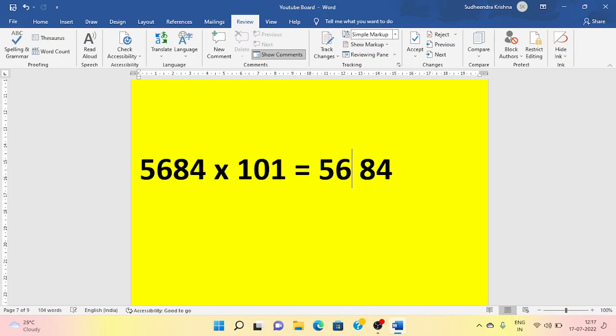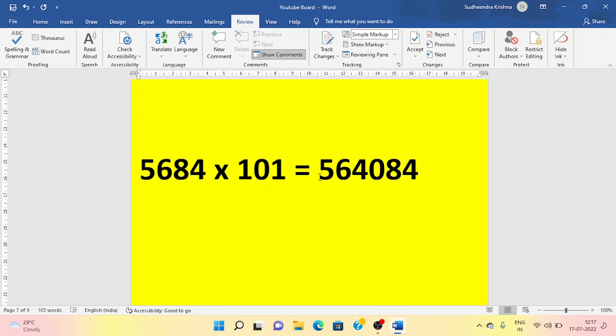Now to get the middle portion of the answer, you add 56 with 84. 56 plus 84 is 140. But 140 is a 3-digit number. You cannot take a 3-digit number. We can take only a 2-digit number. So out of 140, you put 40 here and carry over 1 to the left number.